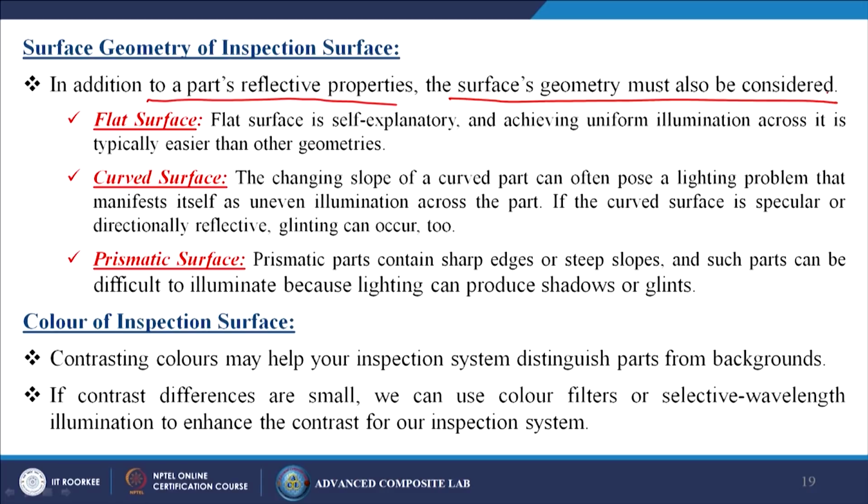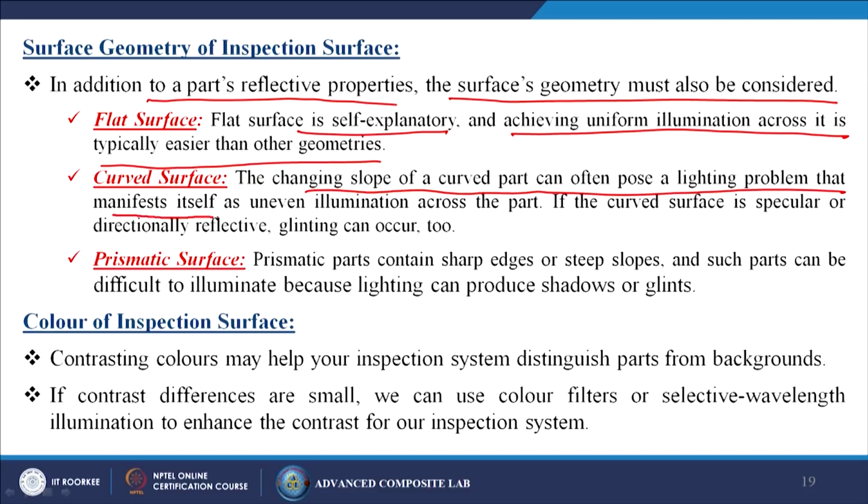First one is called the flat surface. Flat surface is self explanatory, and achieving uniform illumination across it is typically easier than other geometries. Second is the curved surface. The changing slope of a curved part can often pose a lighting problem that manifests itself as uneven illumination across the part. If the curved surface is specular or directionally reflective, glinting can occur too.